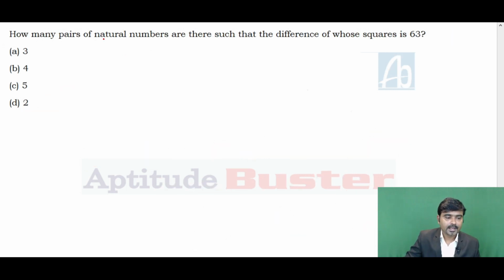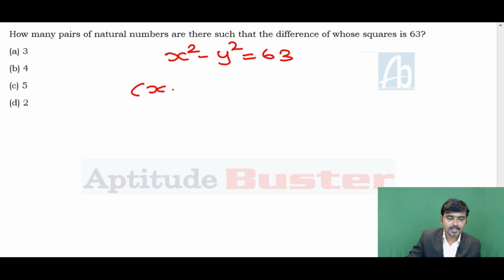How many pairs of natural numbers are there such that the difference of whose squares is 63? That means x square minus y square is equal to 63. This can be written as x plus y into x minus y is equal to 63. Now the product of two numbers is 63.